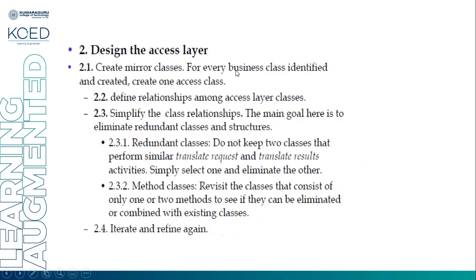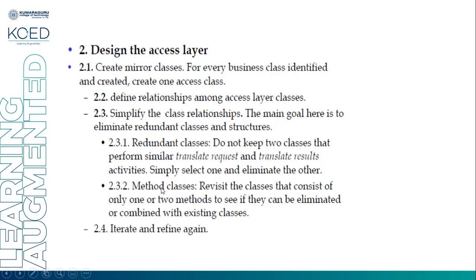Create mirror classes for every business class identified and created. Create one access class. Then define the relationship among the access layer classes. Third step, simplify the class relationship. The main goal here is to eliminate redundant classes and redundant structures.